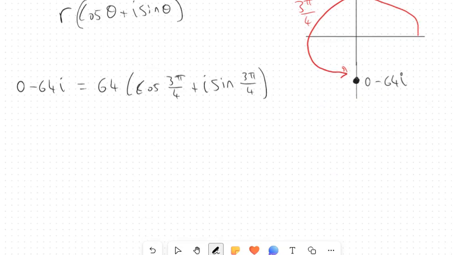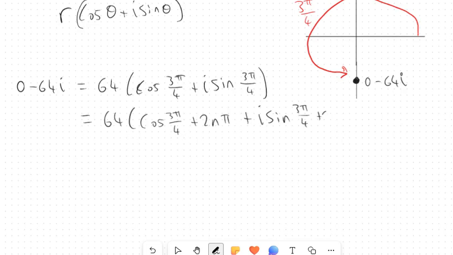So if you look back at our roots of these questions, that's what we have to do. So that's cos 3 pi over 4 plus 2n pi plus i sine 3 pi over 4 plus 2n pi.